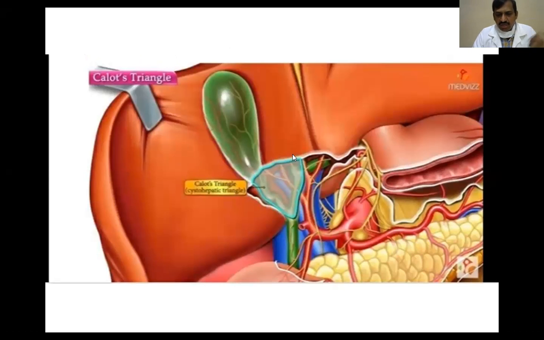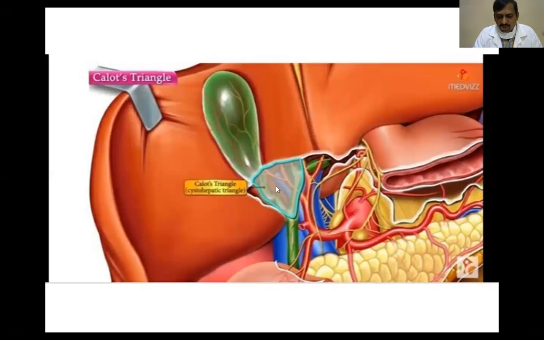Okay, you see here, this is the original picture. You see, this is the hepatic artery. This is the common hepatic duct. This is the one bile duct. This is the right hepatic duct, left hepatic duct. Together they form the common hepatic duct, and this is the cystic duct. So this area is the Calot's triangle. This is the fifth segment of the liver, and this is the cystic duct. This is the common hepatic duct. Okay, this is the Calot's triangle.